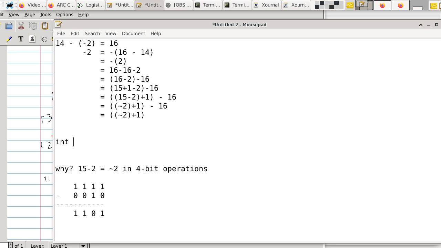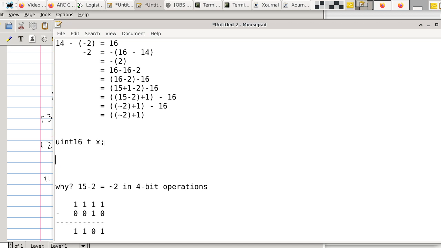So let's say you have an unsigned integer. In fact, we'll use this representation, uint16_t. This is a variable x. Let me explain first what uint16_t means. This is a typedef that you can use if you #include stdint.h. We'll use this later on in this class. I'm just giving you a preview. But all that means is it is an unsigned 16-bit integer. That's basically all it means.